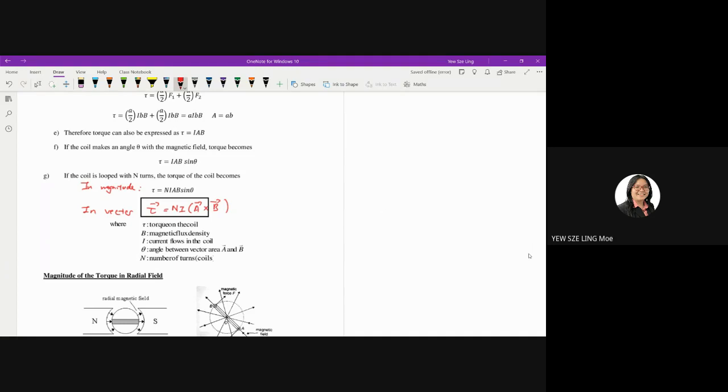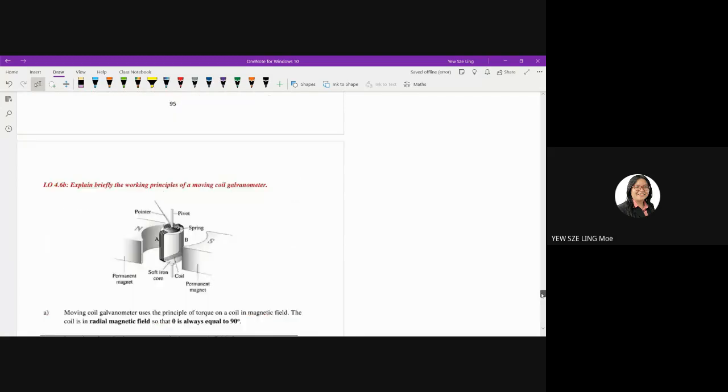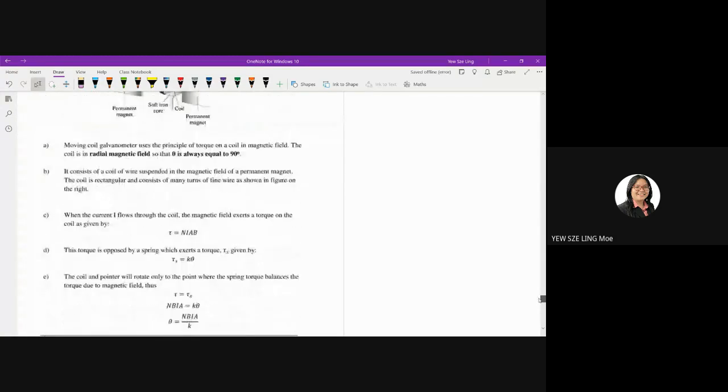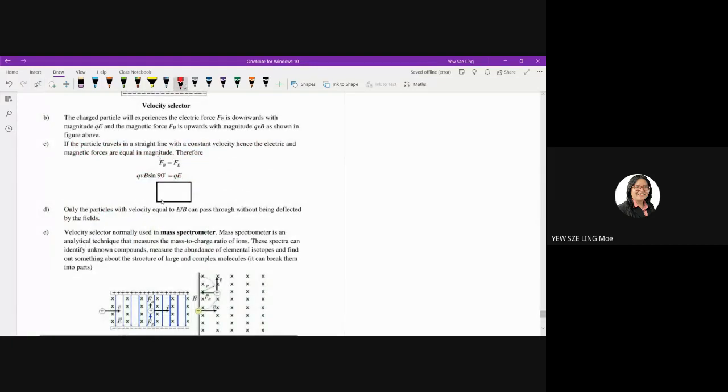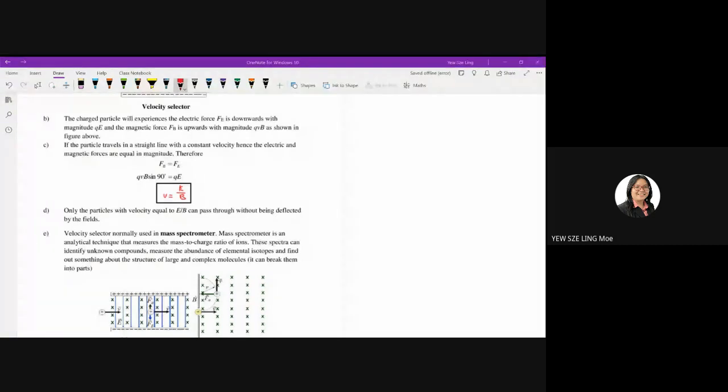So these two subtopics are just very small subtopics. If you have time, you go through them first. If not, we'll discuss them next week. I think there is one more equation right here: V equals E over B. So you write it down first. If you already have the assignment questions, you can try them first. If not, you can try them after we finish discussing these two subtopics next week.